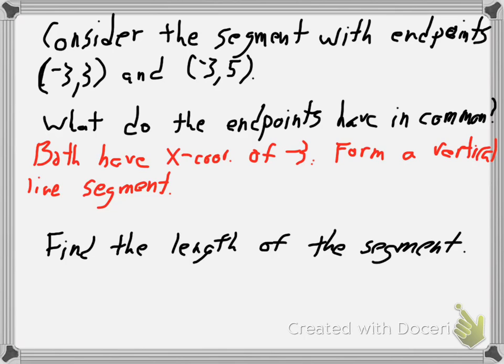So now that I know they both have the same x-coordinate of negative 3, which means they form a vertical line segment, I should be able to find the length of the segment. I'm going to have to find the absolute value of my y-coordinates here. The absolute value of 3 is 3, and the absolute value of 5 is 5.